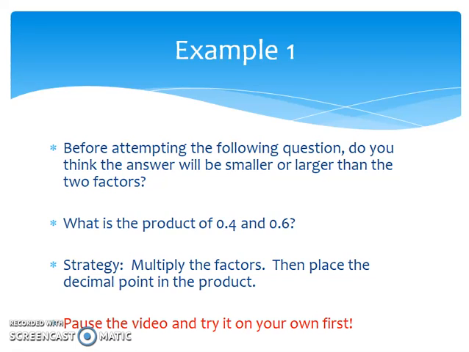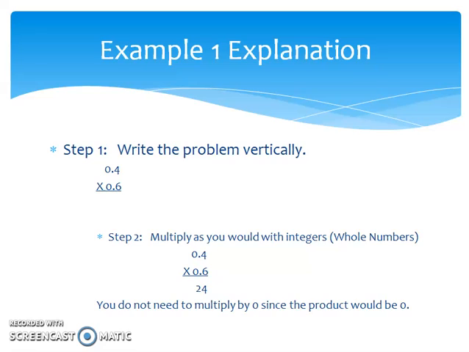When we multiply, normally numbers get larger, but when we multiply two numbers that are less than 1, the actual product ends up being smaller than both the factors. So what I want you to do is multiply the factors here, and then you're going to place the decimal in the product. I want you to go ahead and pause the video and try it on your own first, and then I'm going to give you an explanation in just a few. Go ahead and pause the video now, please.